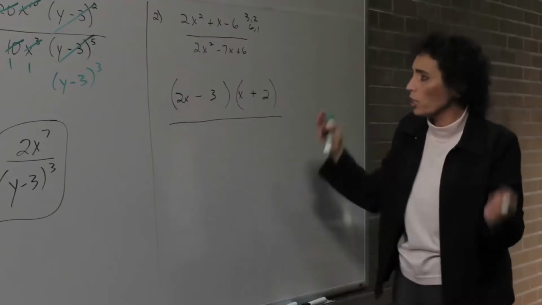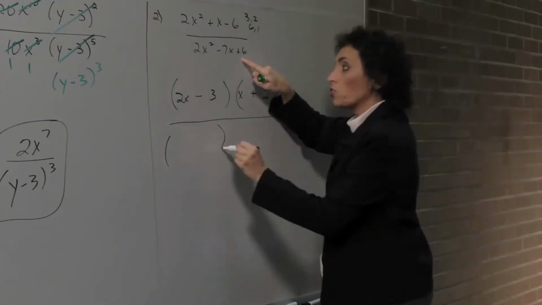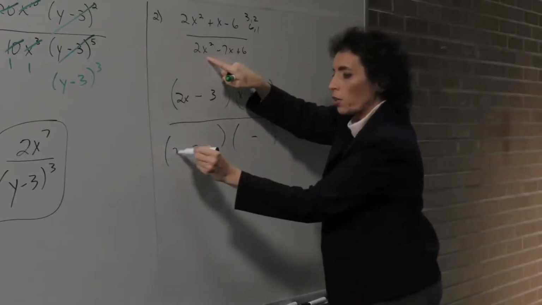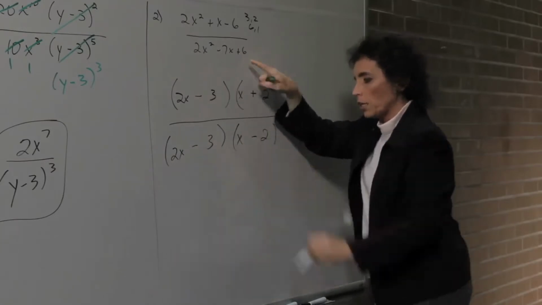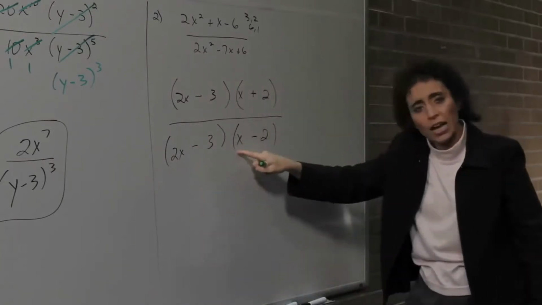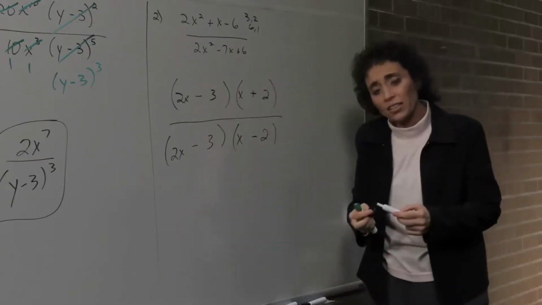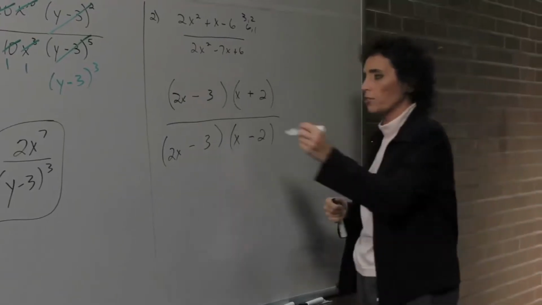Standard form. Leading term is positive. No GCF. That's a plus, but tells us the signs are the same as the middle, so they're both negative. 2x squared can only be 2x and x. I'm going to try 3 and 2 again. Let's see what we got. We got negative 3x, negative 4x, which is negative 7x. So it's a done deal. We're done there, factoring. Now we just reduce common factors.